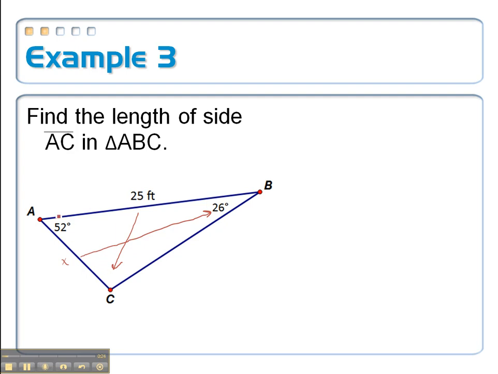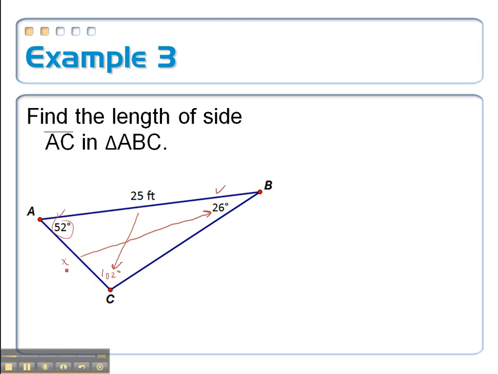But since I have the other two angle measurements and a triangle adds up to 180 degrees, I can add up 52 and 26, subtract it from 180, and I get 102 degrees. So really, this angle was just here so that it helps us find angle C. So I can use the law of sines.